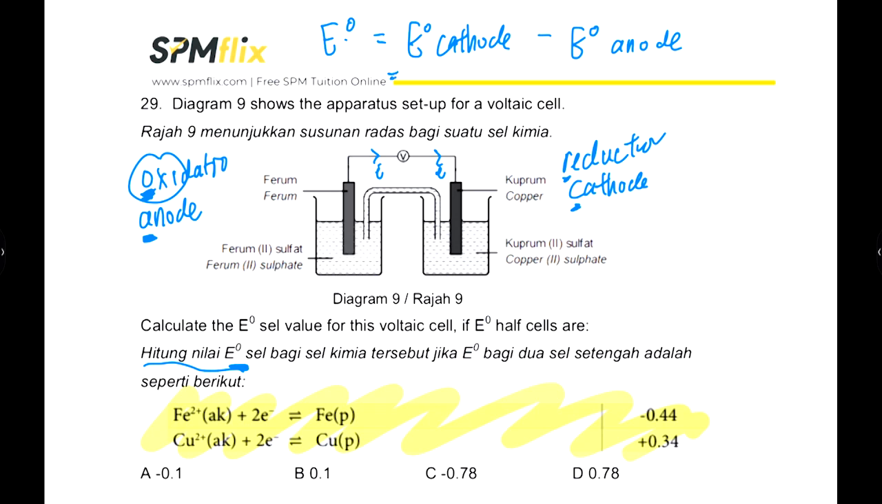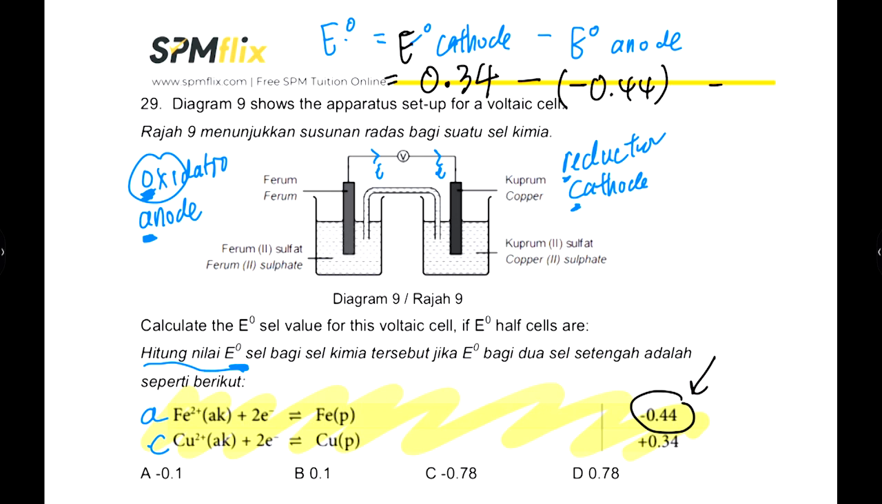The cathode is copper. This one is C, this one is A. 0.34 minus, okay, wait, let me write in black, cannot see. 0.34 minus, okay, guys, open your eyes big. This is a really silly mistake to make. It's negative, right? Negative, negative, positive. So minus the negative 0.44. So your value is 0.78. Okay? Remember, minus, minus.